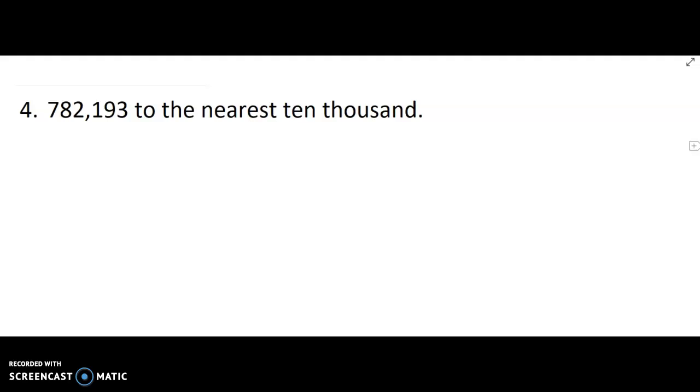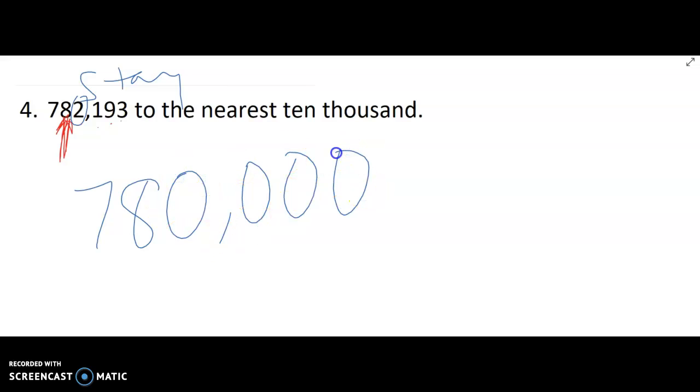782,193 to the nearest 10,000. All right, place value. 1, 10, 100, 1,000, 10,000. The 8 is in the 10,000 spot. So I look one number to the right. It's a 2. 2 is below 5, so I stay. So I keep my 8, and then everything to the right turns to zeros. So the last place value you should have a non-zero number is in the place value that you're rounding to. So in this case, 780,000 to the nearest 10,000.